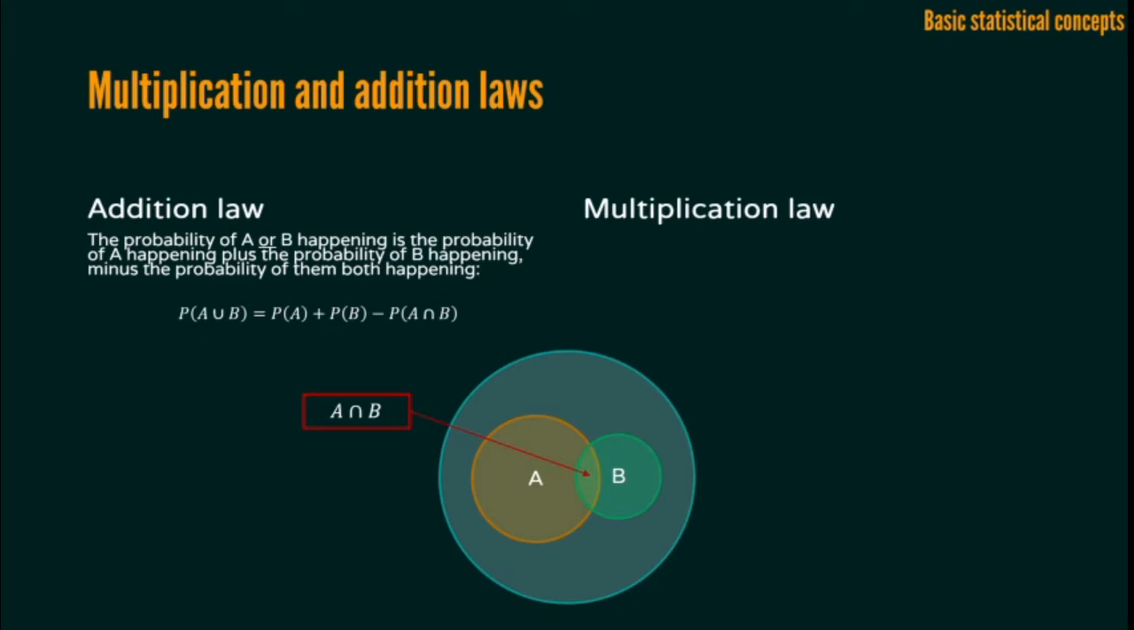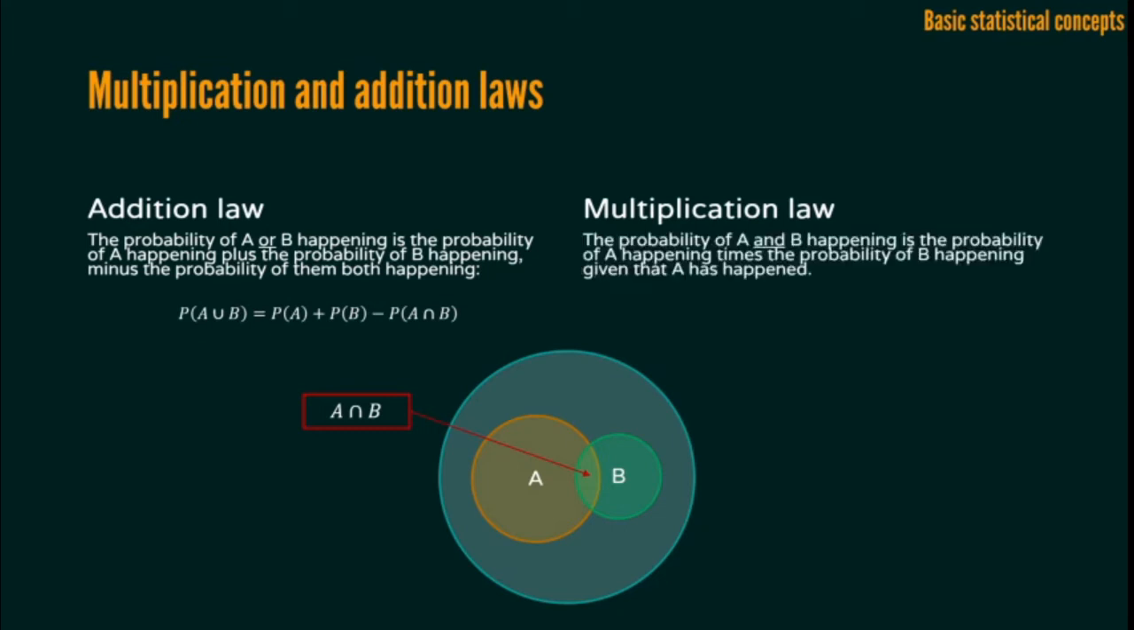Now the multiplication law is a little bit more tricky, I think, but it's directly relevant to Bayesian statistics. The multiplication law states that the probability of A and B happening is the probability of A happening times the probability of B happening given that A has happened. Whoa. I still find that confusing, and I know what it means. I think this is horribly confusing, but it's actually rather simple when you think it through carefully. It's those P's that make it confusing.